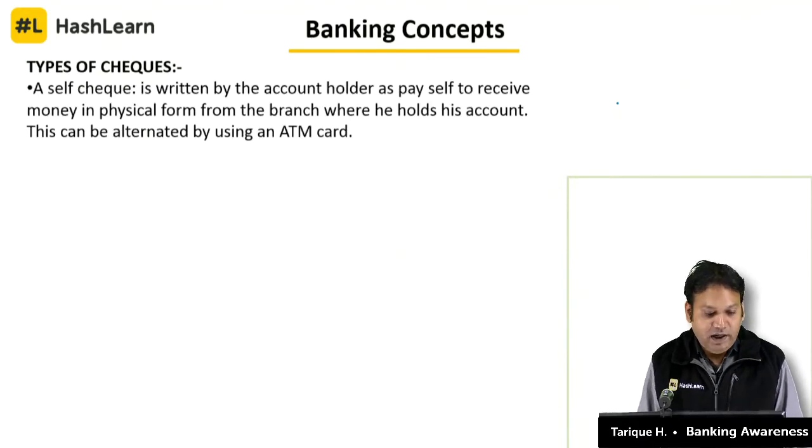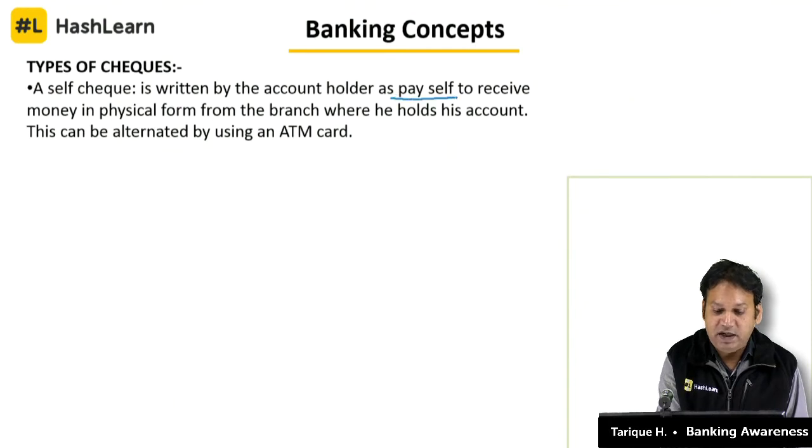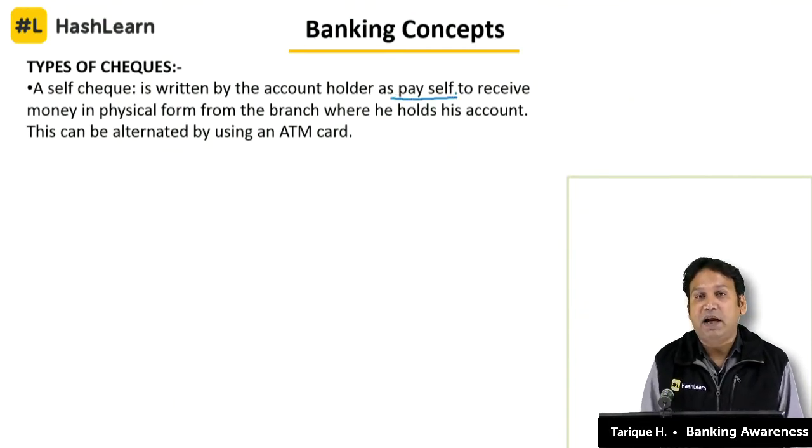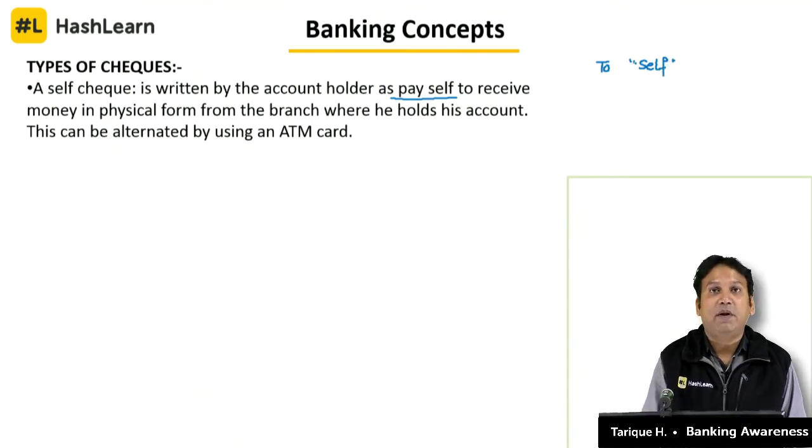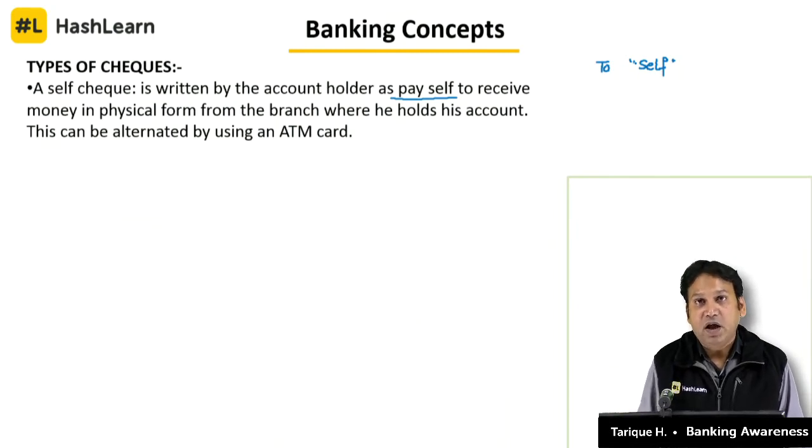A self check is written by the account holder as pay self to receive money in physical form at the bank branch over the counter. So you can say pay to and then you can write self, right? That will become a self check. You can take the check maybe along with an ID card, or you can sign behind the check and you can withdraw the cash over the counter, which is called a self check.